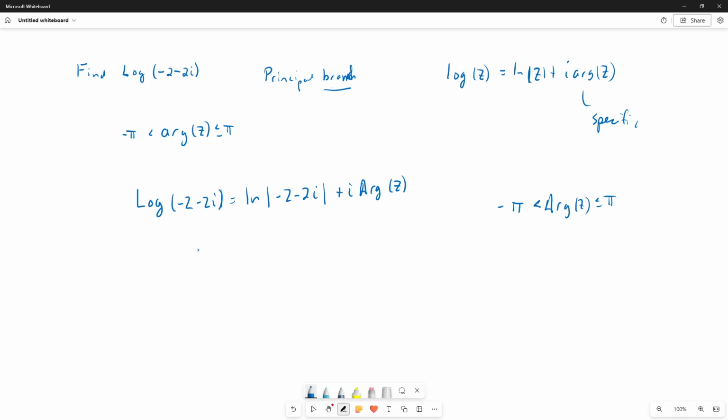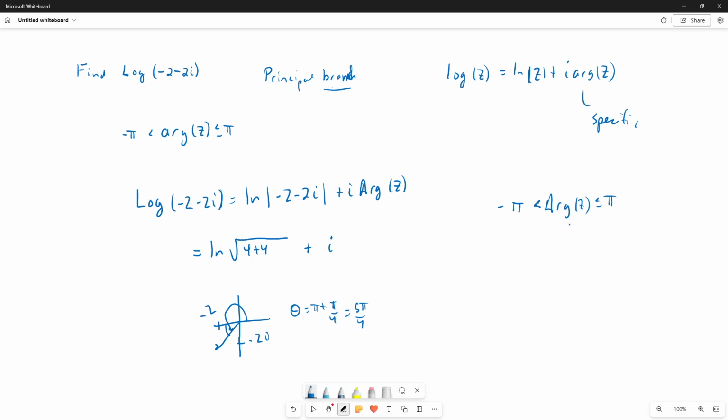Okay, so the logarithm of the modulus is the square root of the square plus the square, so that's 4 plus 4. And then we need the argument of the complex number. The sketch is helpful. Negative 2 and then minus 2i. We're at 45 degrees here, so we have pi plus pi over 4, or 5 pi over 4.